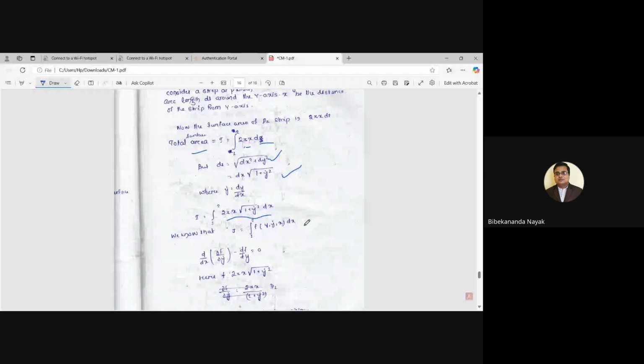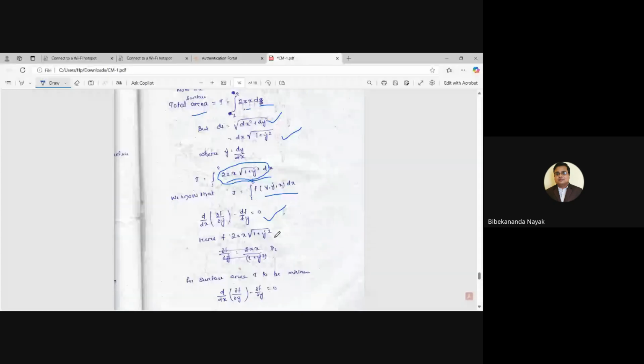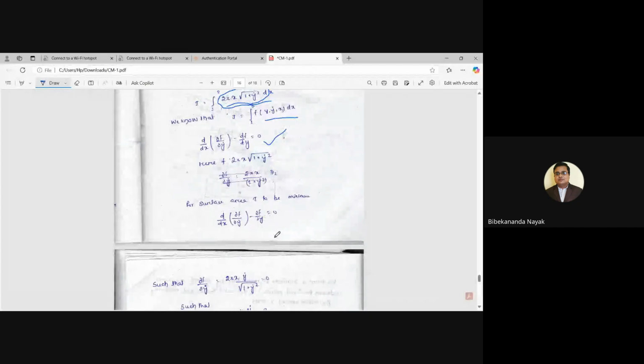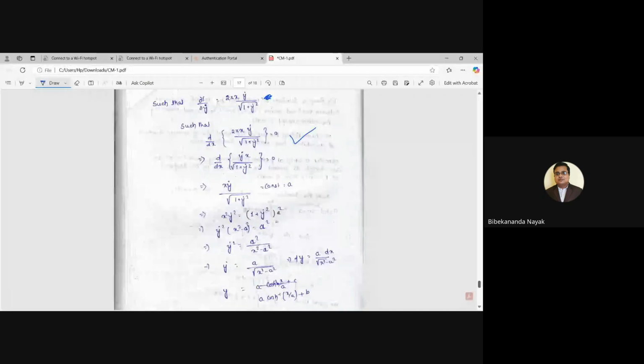If it should be minimum, then it should satisfy the equation d by dx of del f by del y dot equals del f by del y. So here, in place of f we have 2 pi x square root of 1 plus y dot square. Putting this in, we find del f by del y and del f by del y dot. If you count, f does not contain y, so del f by del y is 0. Del f by del y dot you calculate like this.